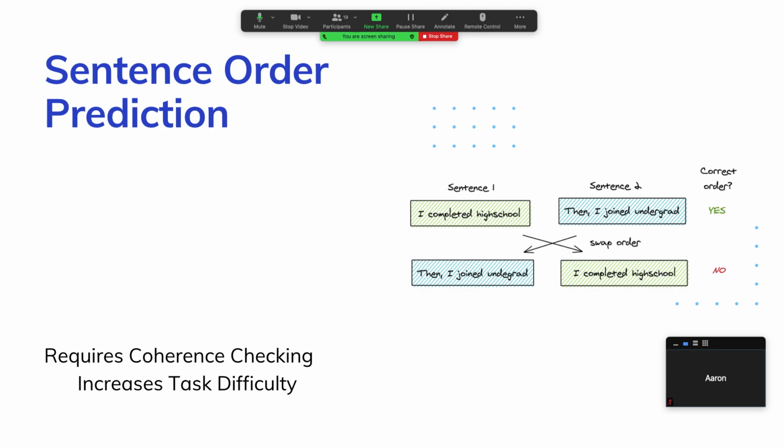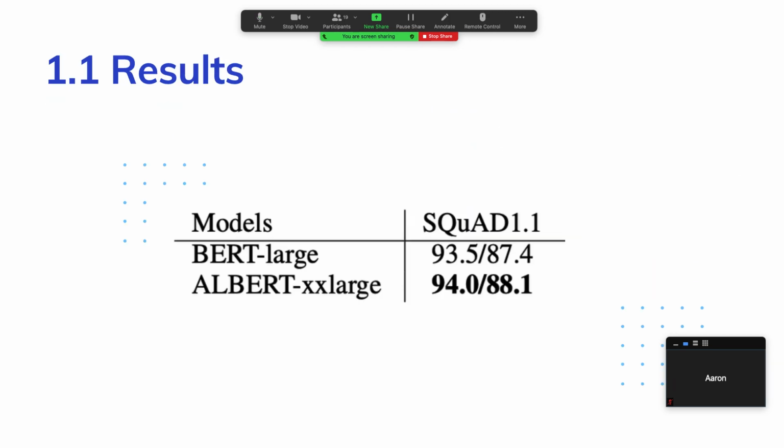This fundamentally increases the difficulty of the task, because instead of doing topic checking, now you have to do coherence checking. This is shown to be a tougher task, because models that were trained to do sentence order prediction can actually do next sentence prediction, but models that were trained on the previous pre-training task, next sentence prediction, cannot do this new task, sentence order prediction. That's interesting.